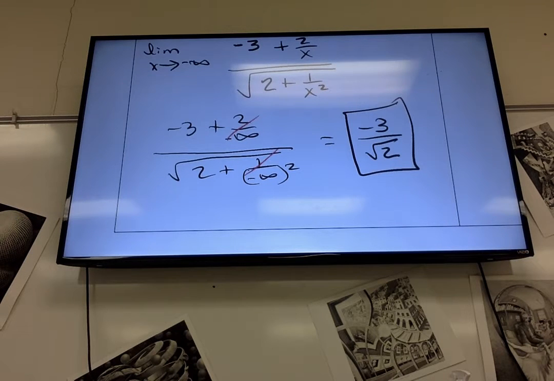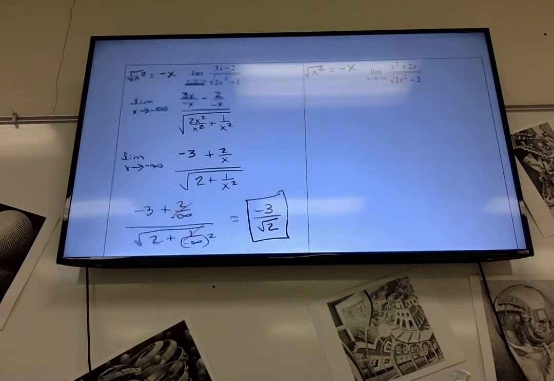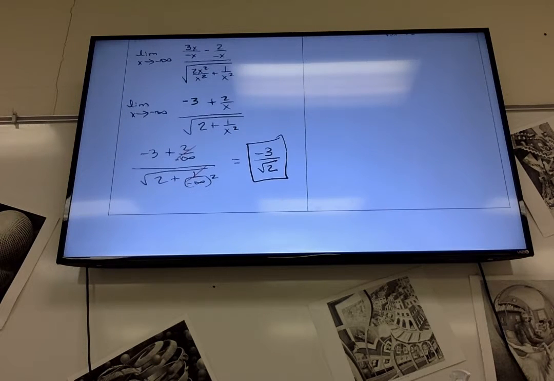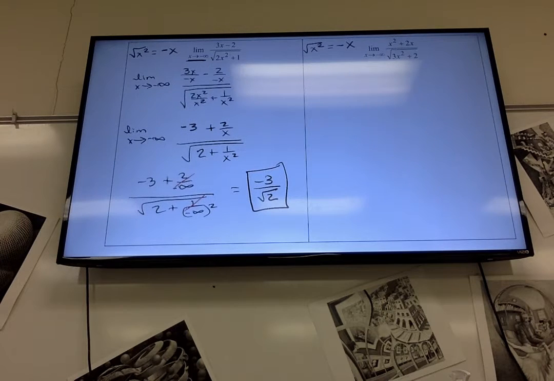So what does this tell us about this graph? It's discontinuous. It's approaching an asymptote. What kind of asymptote? Horizontal. The horizontal asymptote is that. Oh, I thought we were on the other problem. So that's what that means.